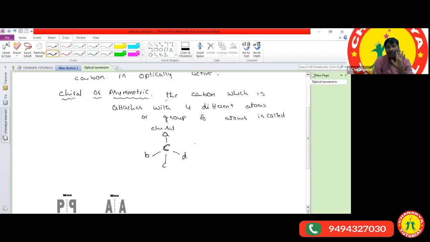Is it possible? No, sir. There is no possibility to get two equal halves here. Okay, so that is what we can call optically active.